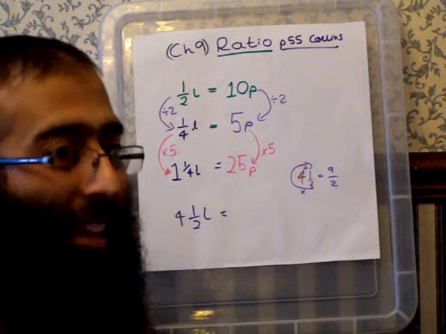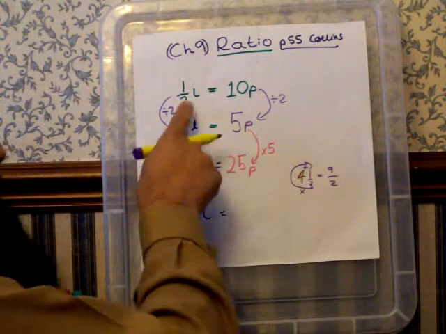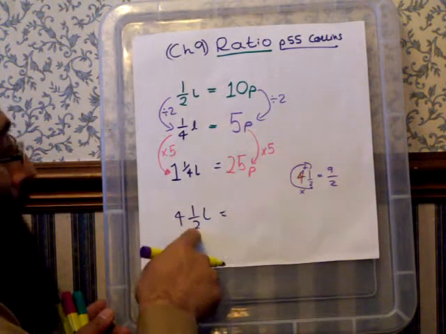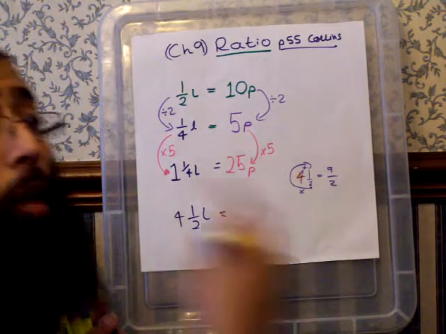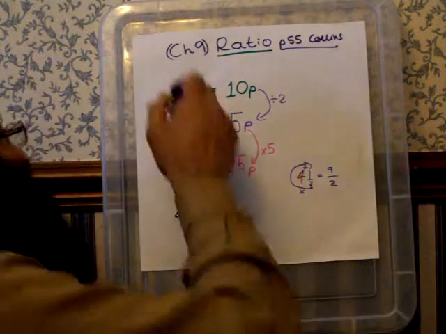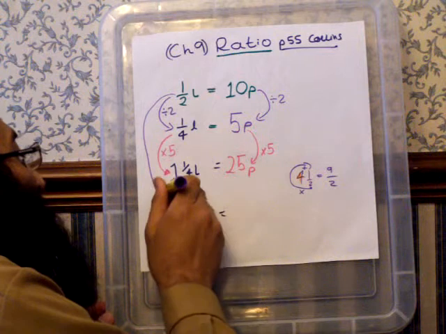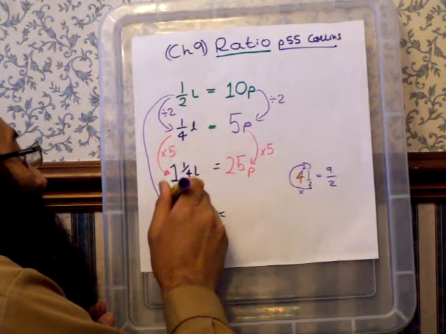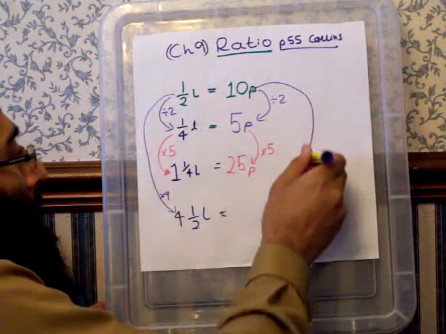That's another way of looking at it. So in 4.5 you have 9 halves. So to get from a half a litre to 4.5, we are actually going from half a litre to 9 halves. So how do you get from 1 half to 9 halves? We multiply by 9. And if I time the left loop by 9, I must time the right loop by 9.